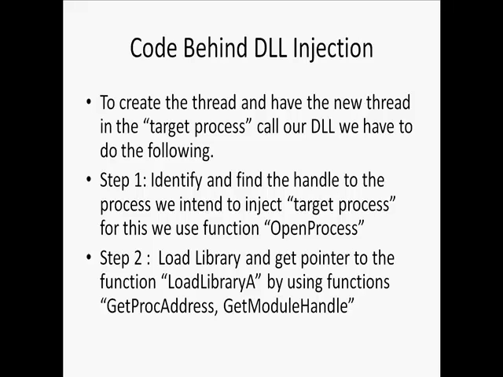Next, we basically create pointers to the LoadLibrary function, which is a part of kernel32.dll, through two functions, GetProcAddress and GetModuleHandle. We will take both of these and store the result in a pointer, which will basically allow us to run this function.